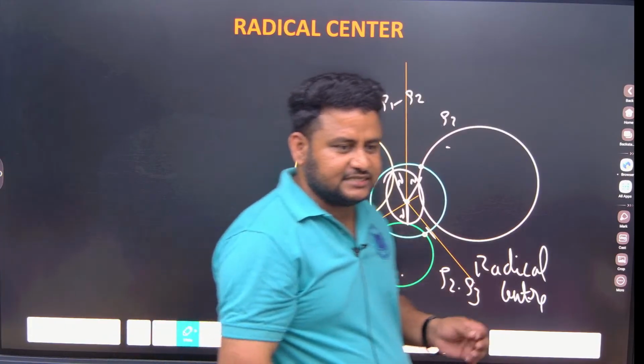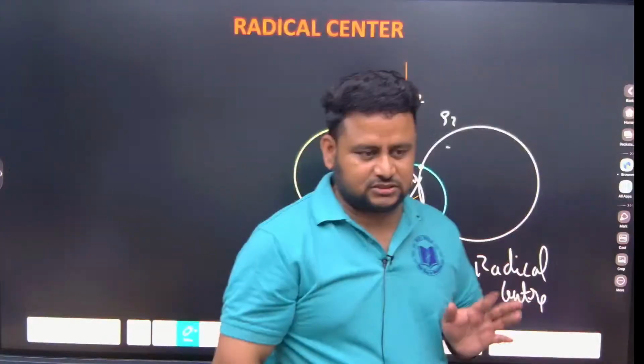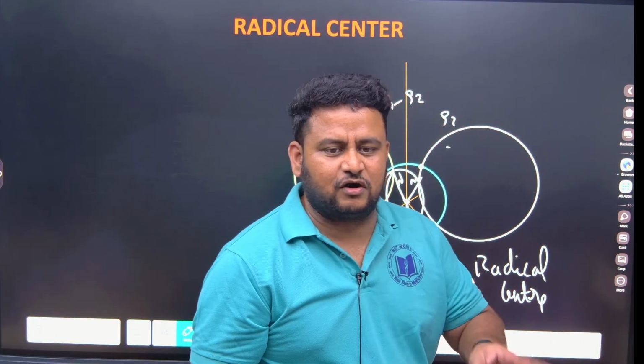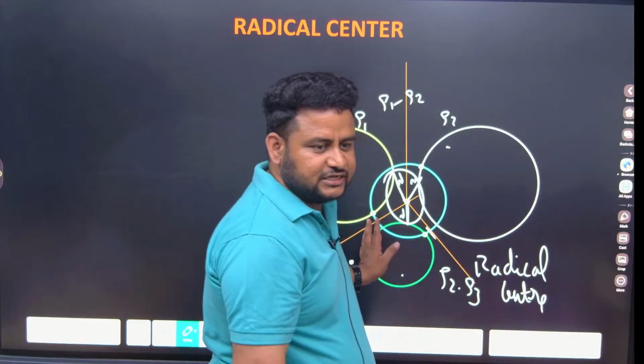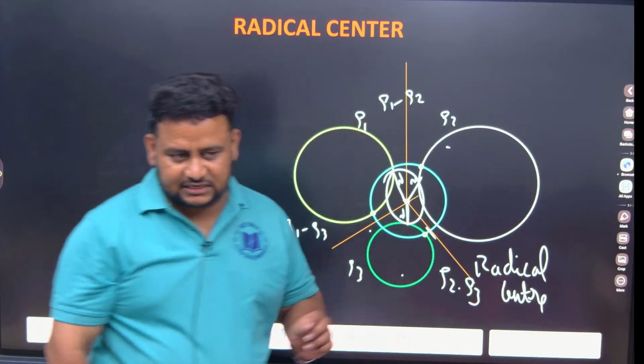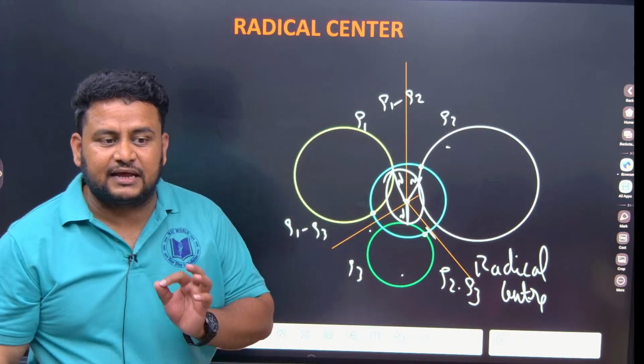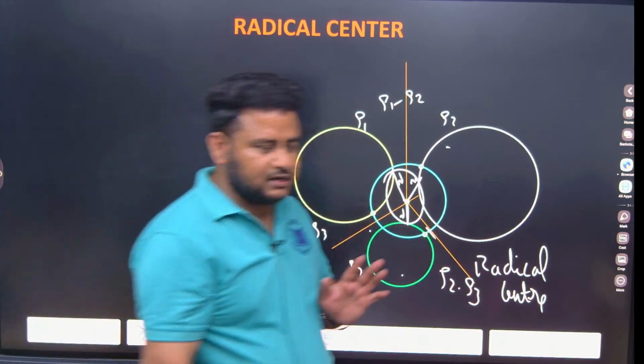The radical center is at equidistance from the circumference of all the circles. They can ask for a point which is equidistant from the circumference of the circles. The answer is the radical center.